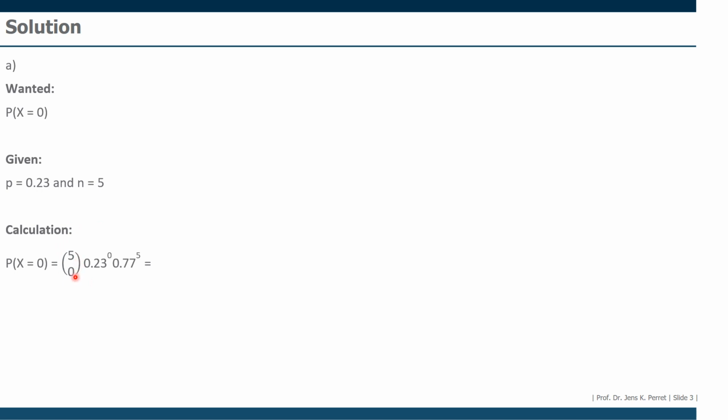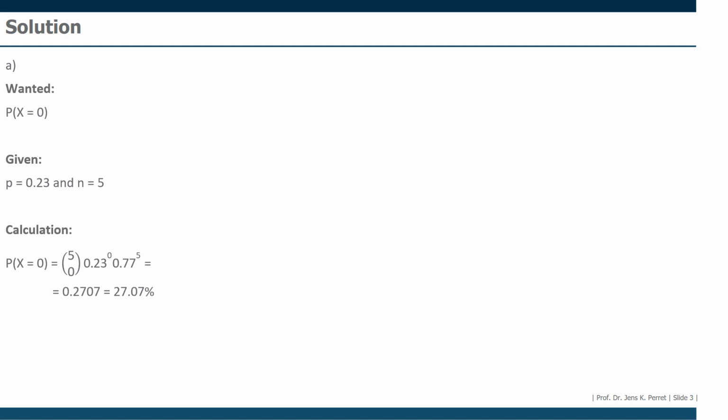Small n over small k, p to the power of small k, and then 1 minus p to the power of small n minus small k. This one is 1, this one is 1. So for the last part, we get as a result 27.07%. So roughly more than 27% chance that none of the addresses which are sent out, or which are addressed in this case, are faulty. Well, that was part 1.